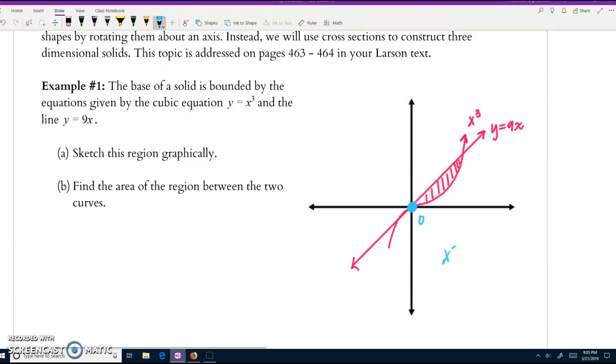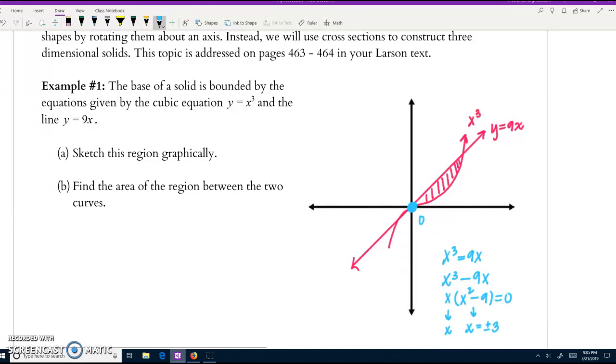And then, of course, I can always set these equal to one another. So I can say x cubed equals 9x. And then I can subtract over the 9x. I can factor out an x. x times x squared minus 9 is equal to 0. So my intersection points happen at x equals 0 and then x equals plus or minus 3.